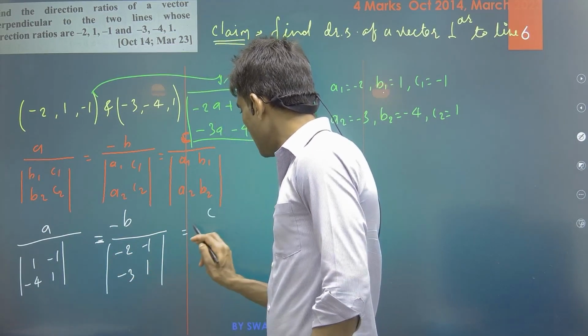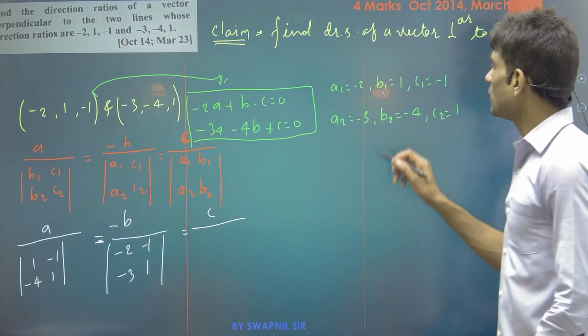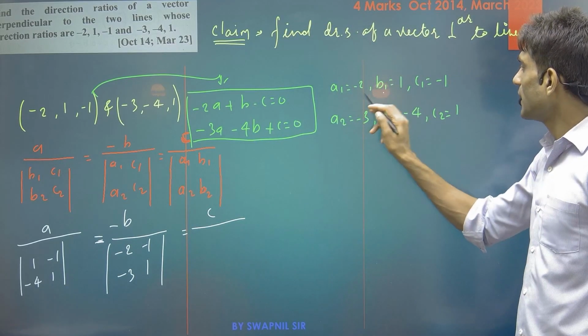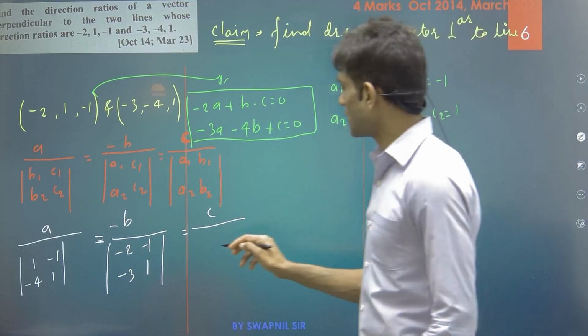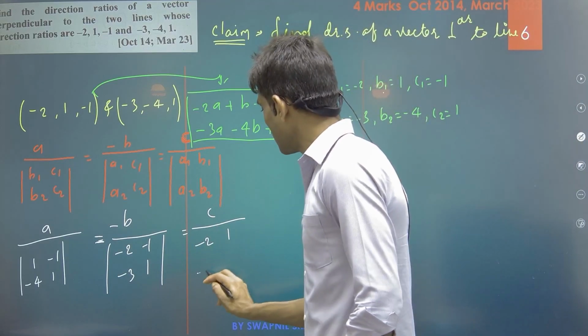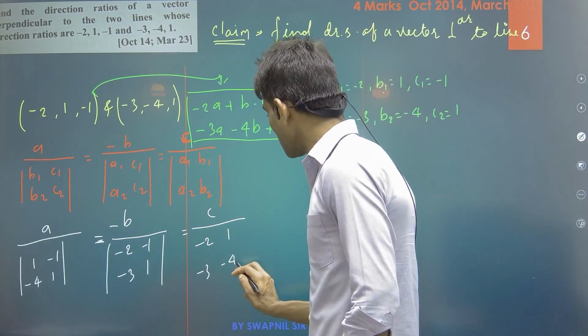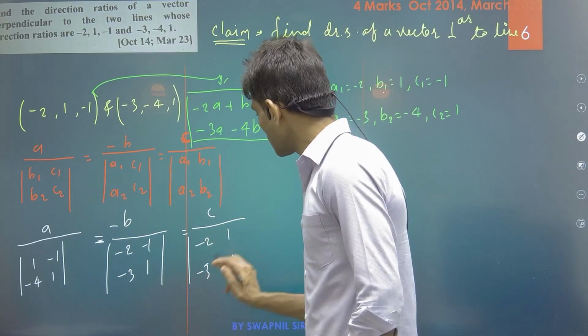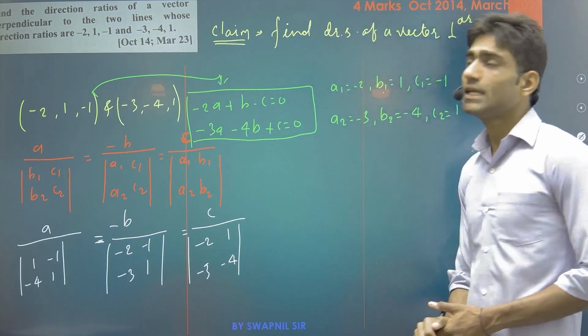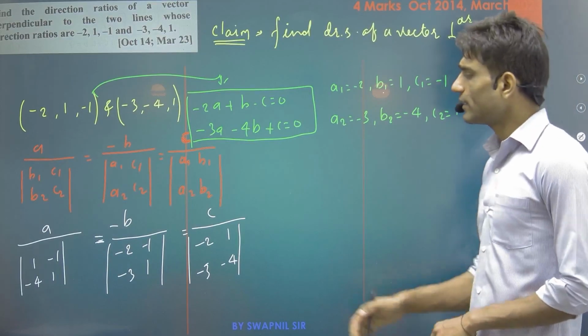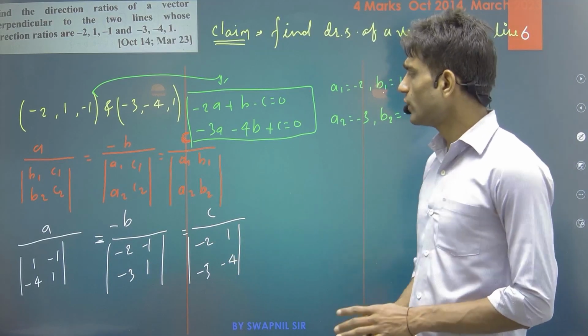And c upon determinant a1, b1, a2, b2, so minus 2, 1, minus 3, minus 4. These are all the values for our given determinant. Go for the next calculations.